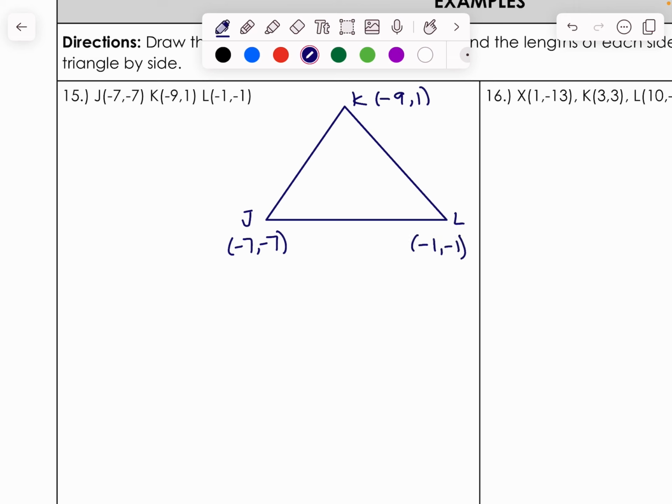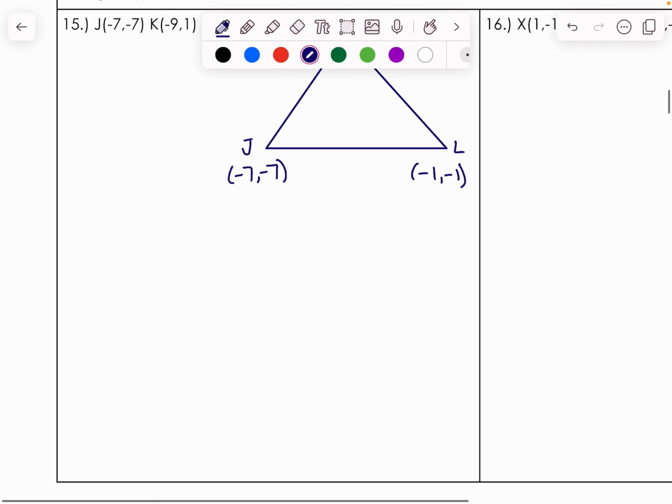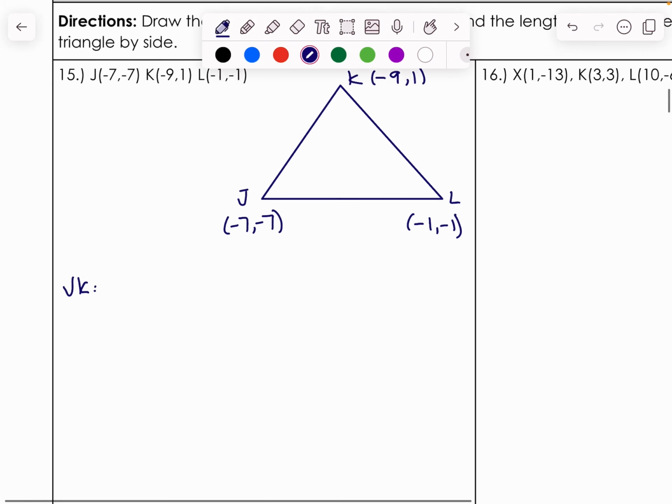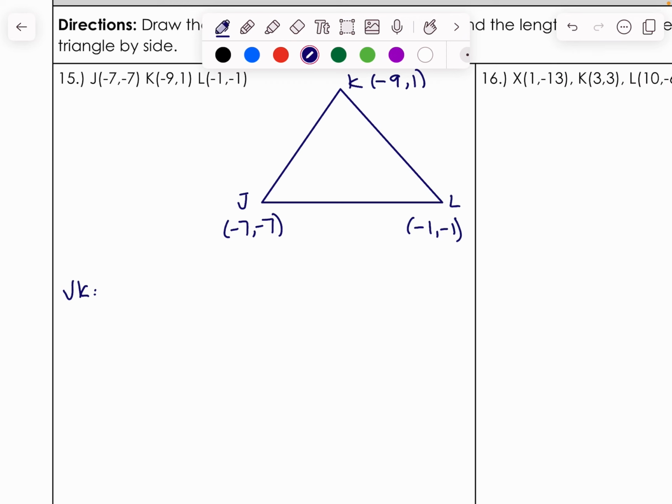All right, so what we have to do is find the length of each side. So we're going to start with JK, and we're going to use the distance formula for each of those. Okay, so I'm going to do the square root, and it doesn't matter which one's x1, y1, x2, y2. So I'm going to do -9 minus -7 squared plus 1 minus -7 squared. Okay, and both those negatives turn to positives.